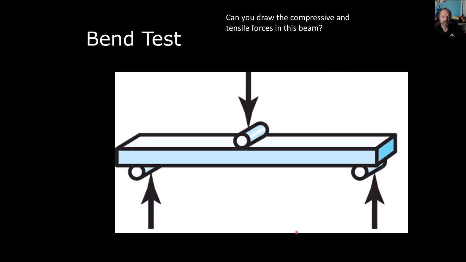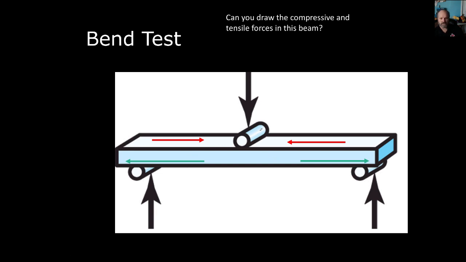It's kind of fun. So think about a bend test. What's going on in a bending test? Can you draw the compressive and tensile forces that are in there? If you think about it, this thing is going to bend down. One side of this plank is going to want to pull apart, and the other side is going to want to push together. So these are the arrows here. Let me get my pen out.